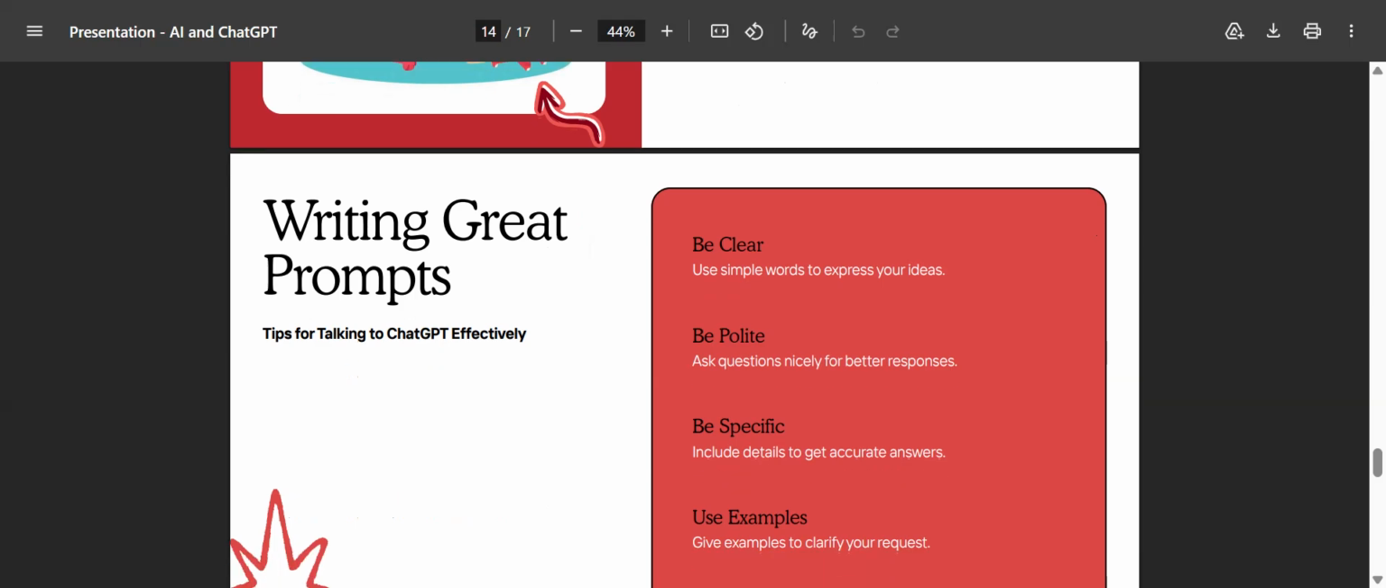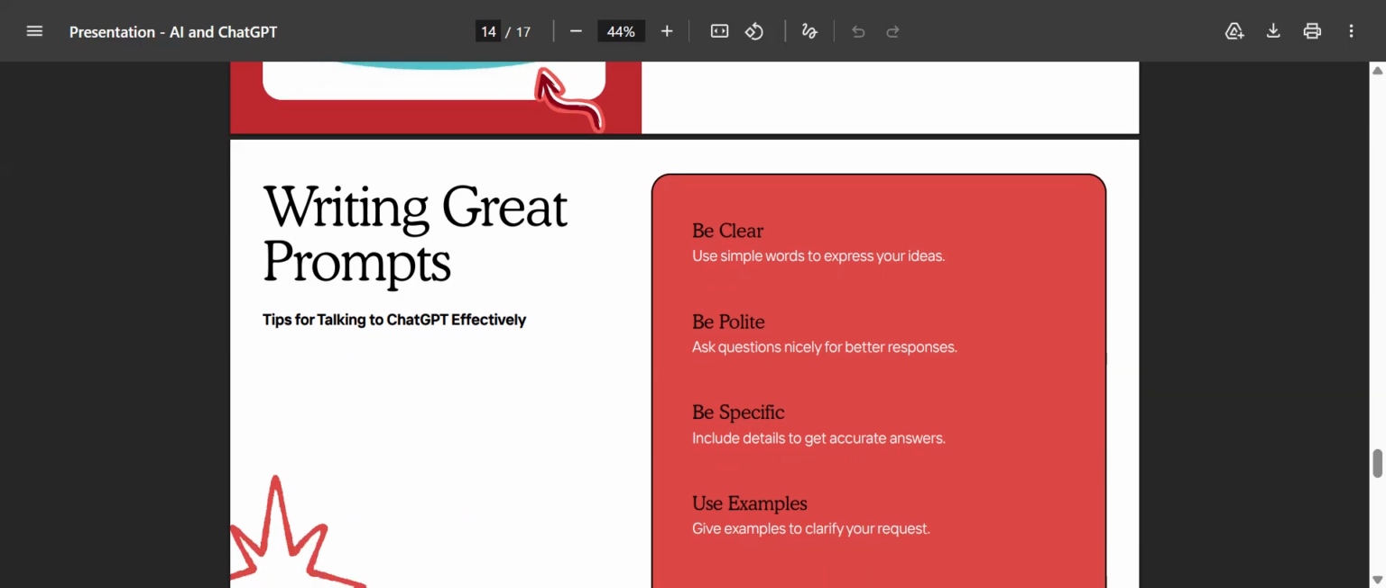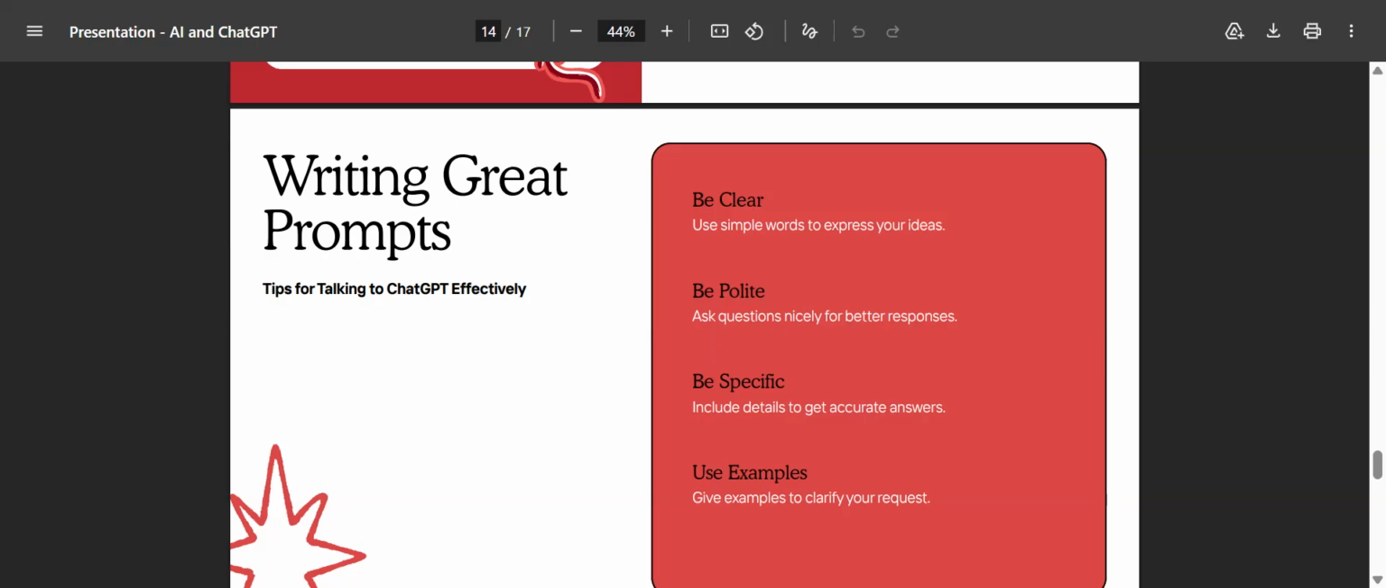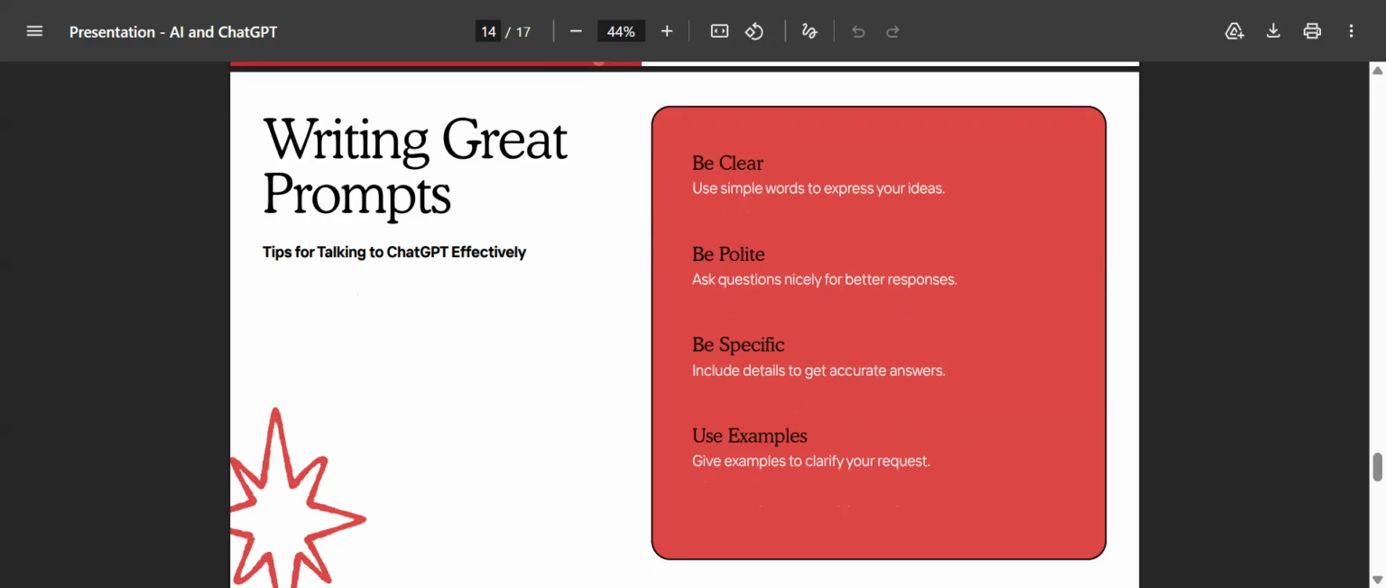When writing great prompts, here are tips for talking to ChatGPT effectively. Be clear: use simple words to express your idea. Be polite: ask questions nicely for a better response. Be specific: include details to get an accurate answer. Use examples to clarify your thoughts. You will notice that with some of these AI, when you put in some questions, it will tell you it doesn't have access or can't give you the answer. That is because you are not specific, or they don't have that information stored in their database.